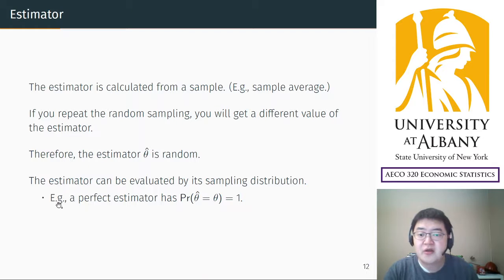For example, the perfect estimator will satisfy this condition: probability that your estimator equals the true parameter. This is the probability that your estimator is correct. If this probability is 1, that means your estimator is always correct. And that means you know the answer. So such an estimator does not exist. If it exists, then it's too trivial. So it's not a statistical question at all.